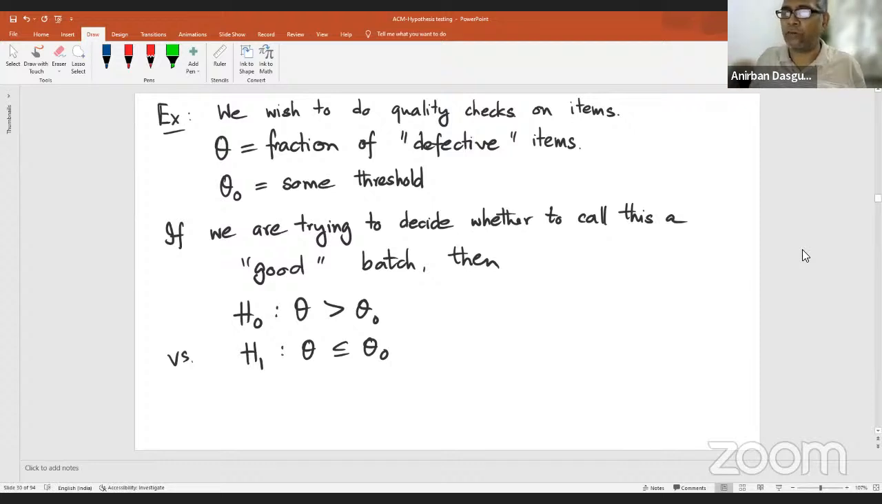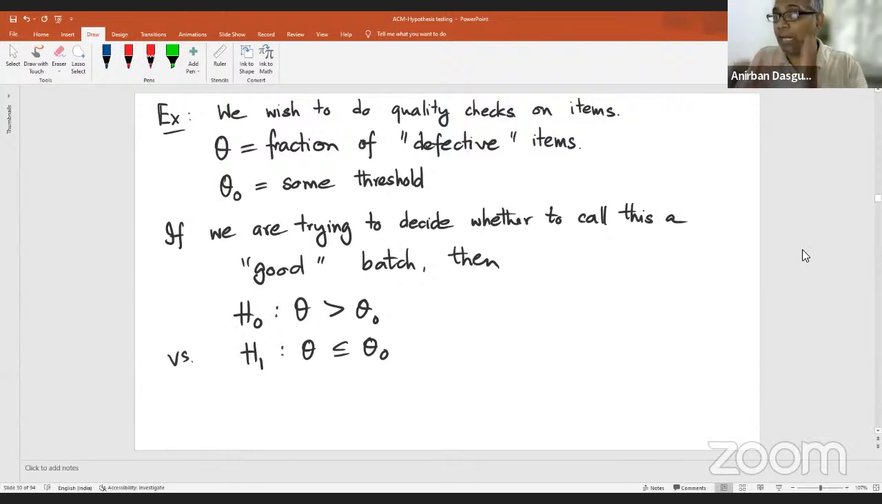And we want to call it a good batch if theta is less than theta 0. So what should be the null hypothesis here? Again, here you can fall back on the philosophical aspect of the null hypothesis, which says that only if you can show me that there is enough evidence of this being a good batch, I'll accept that this is a good batch. Right? So that means that I start with a null hypothesis with a negative statement.